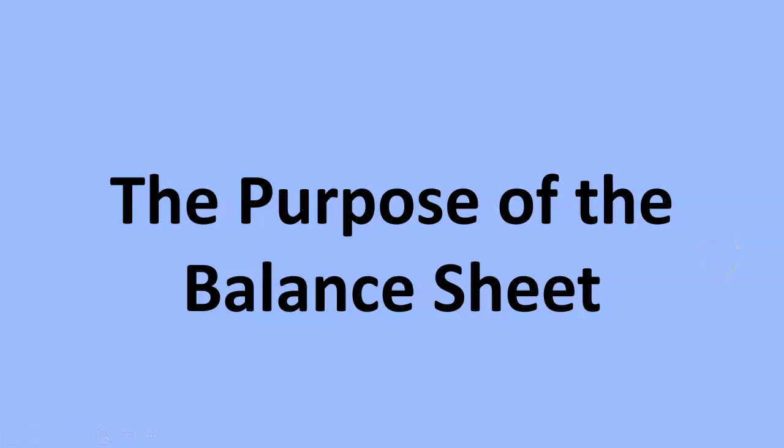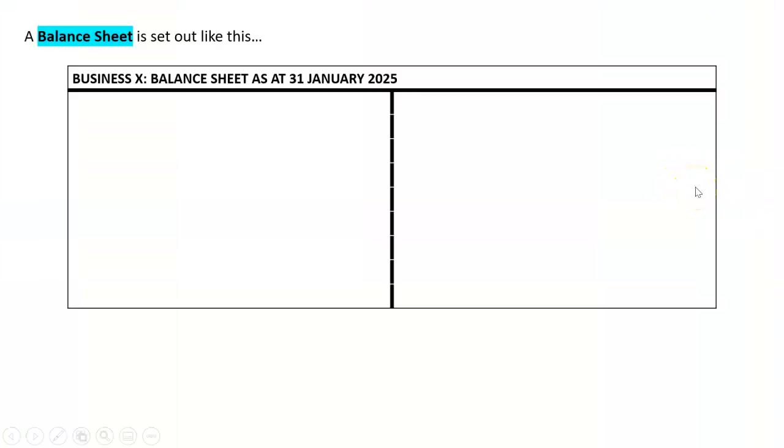Now we know what the accounting equation is, we need to look at what the balance sheet is. And first of all, we'll start with what's the purpose of it? Well, the balance sheet is set out like this. It's a big T. So we can see a title up here and then a big T like this.